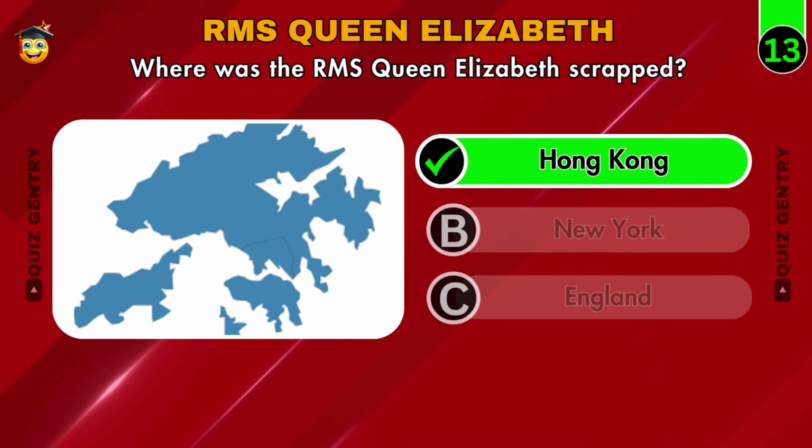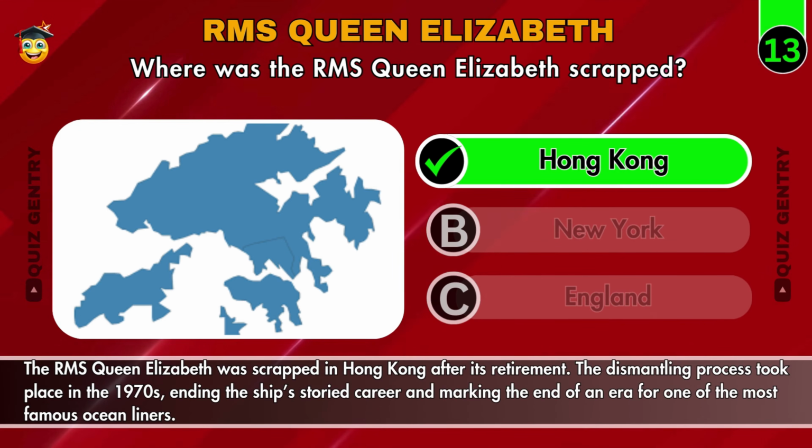Hong Kong it was. The RMS Queen Elizabeth was scrapped in Hong Kong after its retirement. The dismantling process took place in the 1970s, ending the ship's storied career and marking the end of an era for one of the most famous ocean liners.